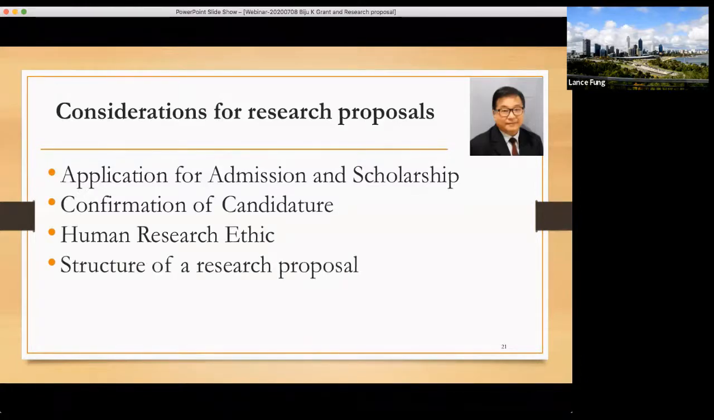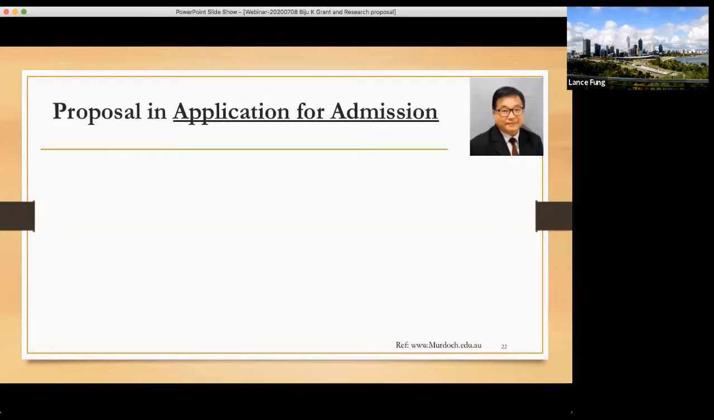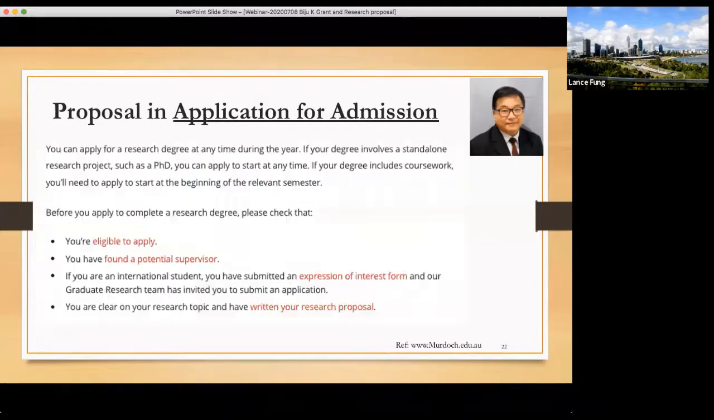Then I'll quickly take a look at the structure of a research proposal. I'm using my university as an example. This is part of the information on the website. Assuming that you want to apply for admission into a research degree, first of all, there's no fixed timing. You don't need to match the semester time. You can come in anytime. But if your work includes some kind of coursework, sometimes they may place a condition, and of course you have to align back to the semester time.